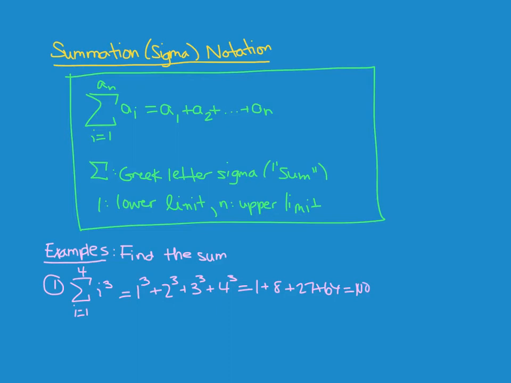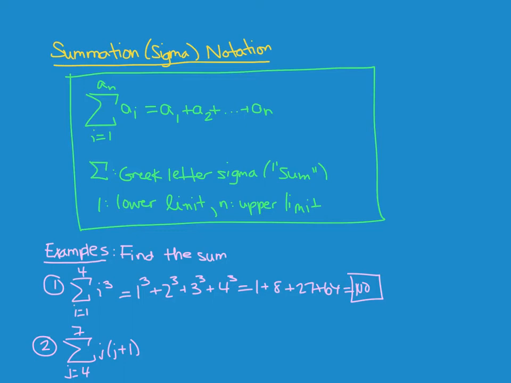So basically what you're doing is you're starting at the first whole number, you go up by increments of 1 to the highest number, then you add everything up together at the end. For my second example, go ahead, pause it and try it on your own.